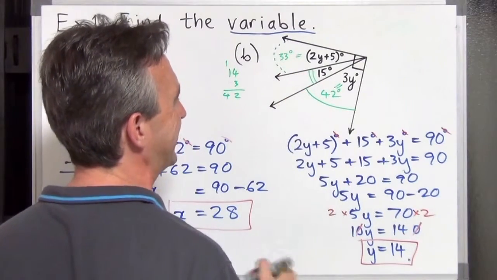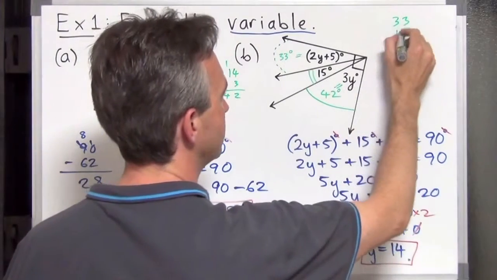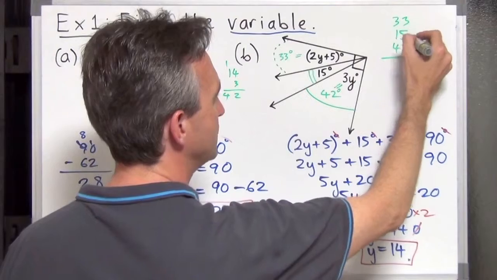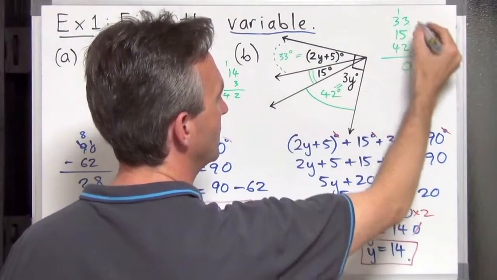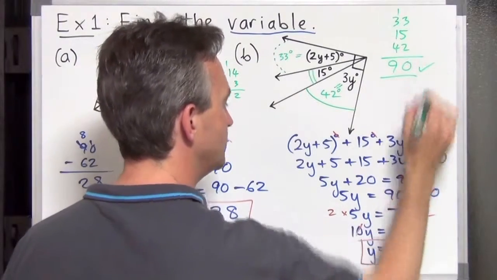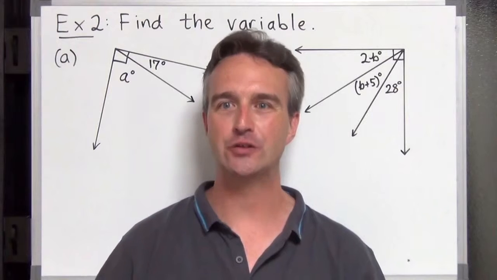If we add these 3 angles, we should get 90. Let's try it for fun. 33 plus 15 plus 42. 3 plus 5 is 8, plus 2 is 10. Carry the 1. 1 and 3 is 4. 5 plus 4 is 9, so 90. Looks good. That's definitely right. I hope that made sense, because it's now your turn.